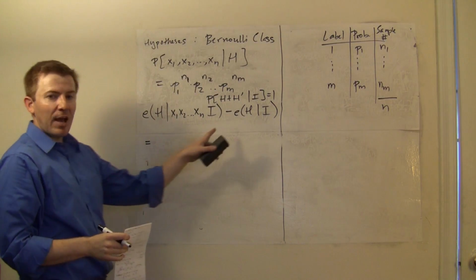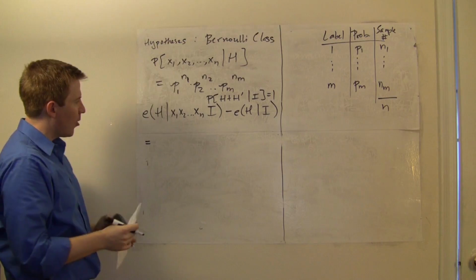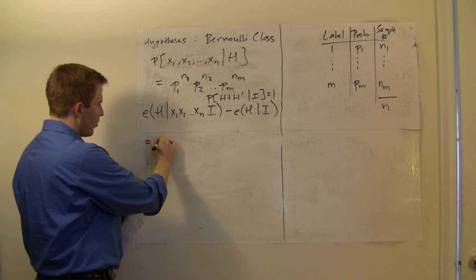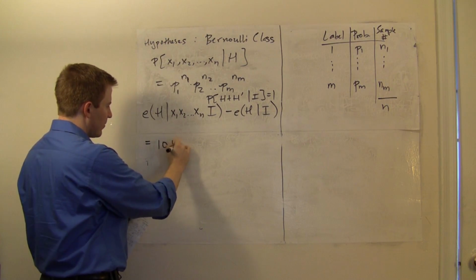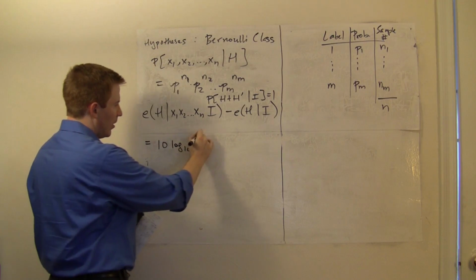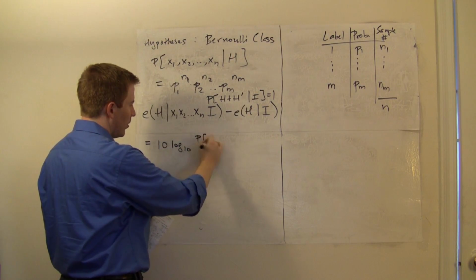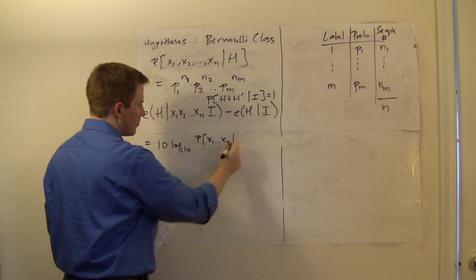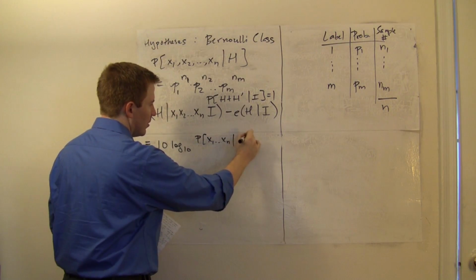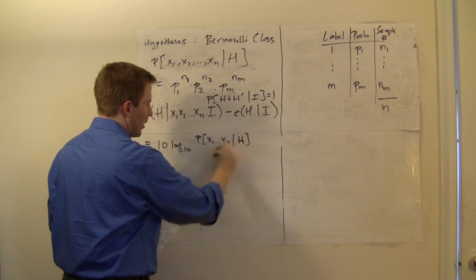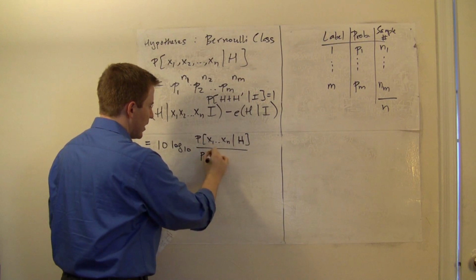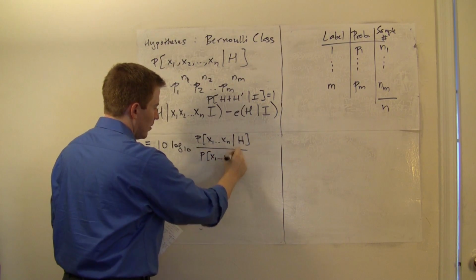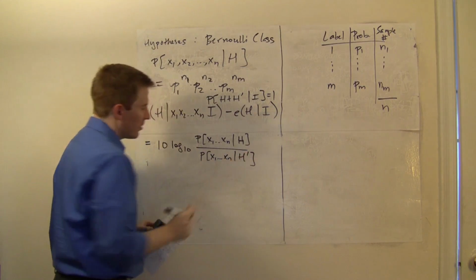When we did binary hypothesis testing, we worked this out and saw that we could write this difference as something like 10 times the log of the probability ratio, which is the ratio of these two probabilities: data likelihood under h, divided by data likelihood under h bar. Hopefully this is familiar to you.